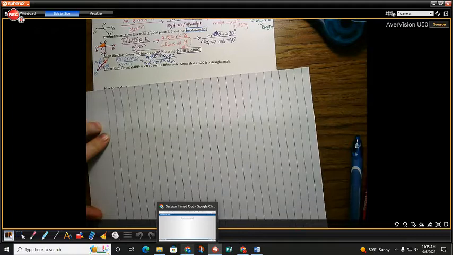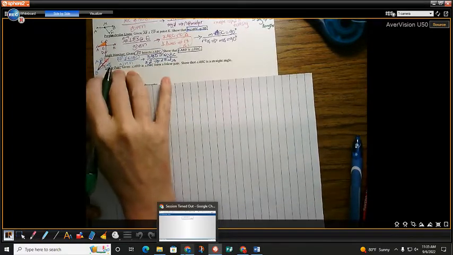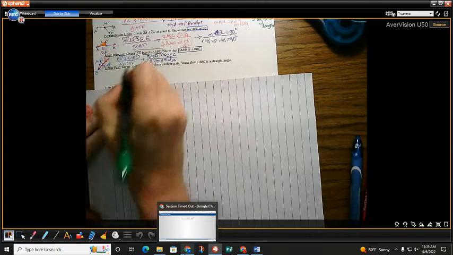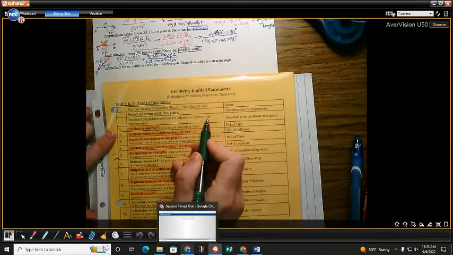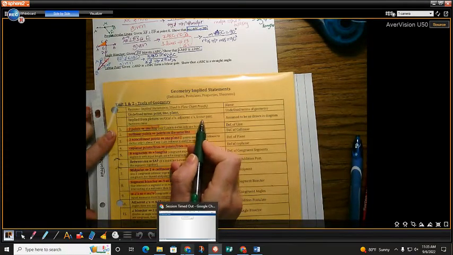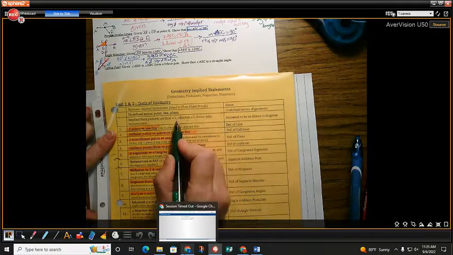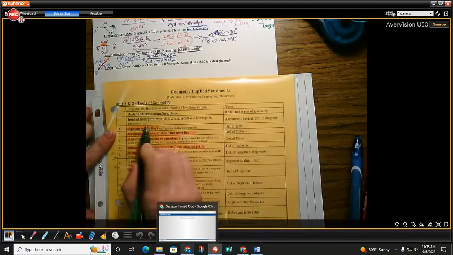So for a linear pair, let's try one with a linear pair in it. Ooh, linear pair, that was special. What's special about linear pairs? What do you know about linear pairs? Supplementary. Well, that's the implied statement, but what else do I know about linear pairs? A linear pair is something that you can imply from a picture. What else can be implied from a picture? Adjacent angles, vertical angles, and betweenness.